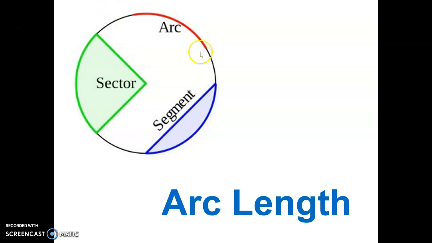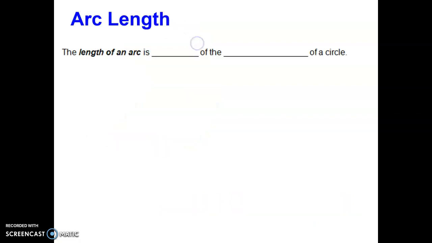In this diagram of a circle, notice that the arc is marked in red. It is like a piece of the circumference of the circle. An arc is just a piece of the exterior perimeter of a circle. So we have arc length. The length of an arc is, as I just said, part of the circumference of a circle.